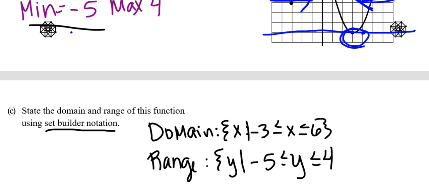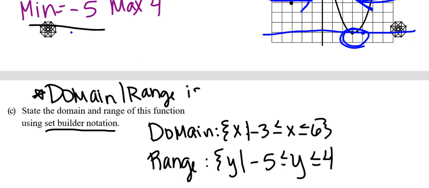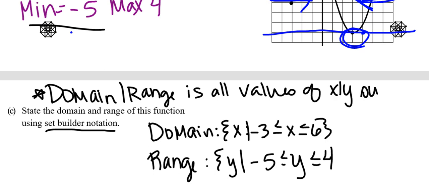It's important to know that for set builder notation, you need to say or write it: domain or range is all values of, and it'd be x or y depending, such that. That's how you say this set builder notation.